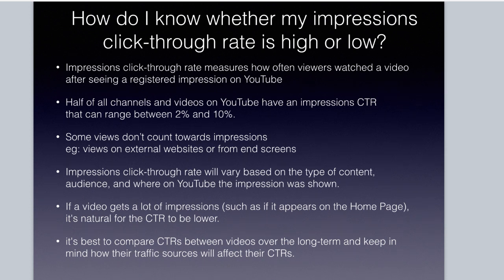So click-through rate is not just on its own, but there are other factors that go into measuring the click-through rate. Then if a video gets a lot of impressions, as I mentioned before, such as appears on the home page, it's natural for the click-through rate to be lower. So you get a lot of impressions on people's home pages, then that will shrink the click-through rate. And then it's best to compare click-through rates between videos over a long term, and keep in mind how the traffic sources will affect the click-through rate.